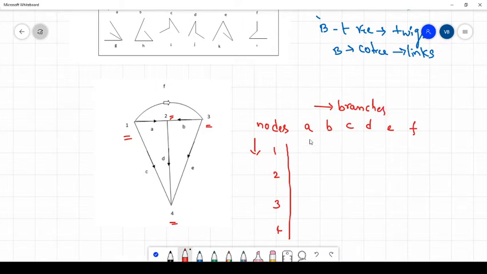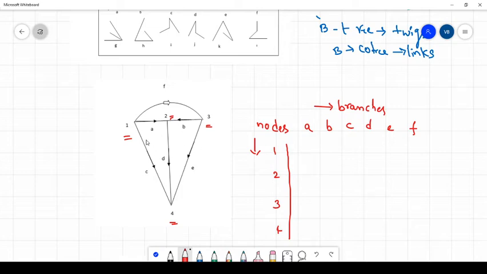So now you write the incidence matrix. If the particular branch is connected to that particular node, if the direction is away from that node, we should take 1. If the direction is toward the node, we should take -1. If the branch is not connected, we should take it as a 0.